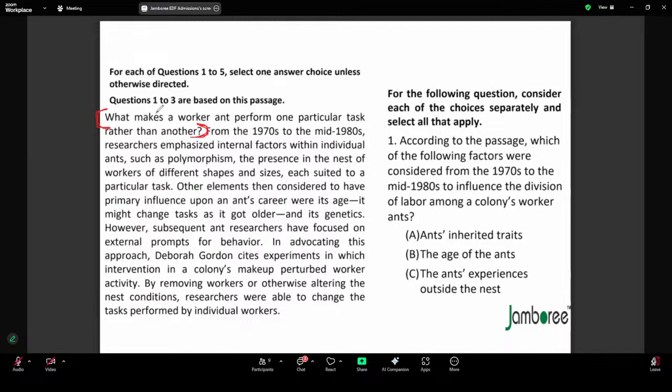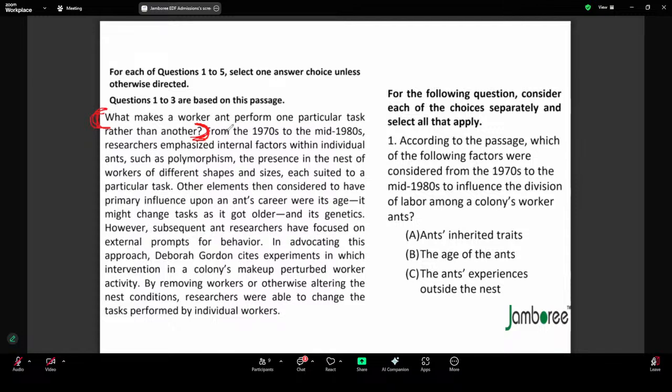So here the main question they're asking, the very first, is very important: what makes a worker ant perform one particular task rather than another? For some reason scientists are very interested in ants. They do a lot of different things. There's a lot of role division. We think that in human beings there's role division, like gender roles. But here, literally everybody is assigned a role at birth, and this is what they do.